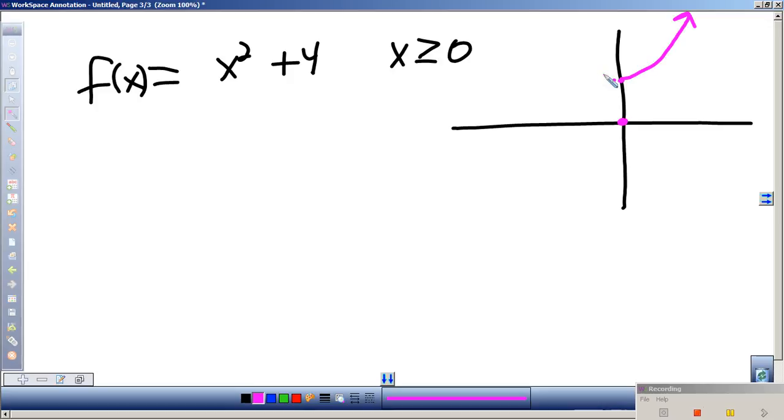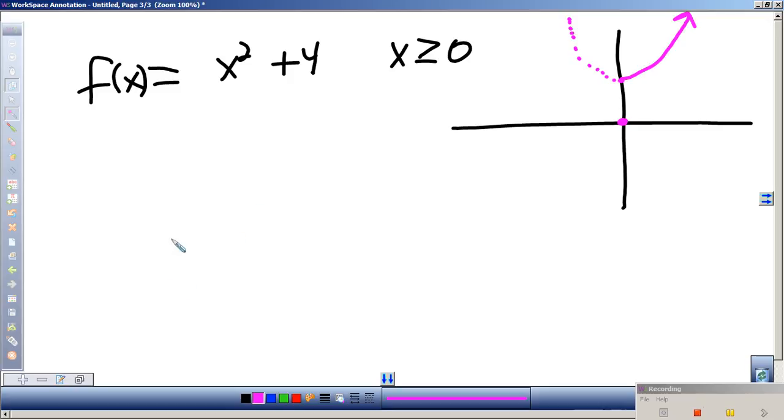Now, I'm going to draw the other part. If I didn't put that restriction, we'd have this whole graph, right? However, I put this restriction on. Why do you think I did that? Yeah, because otherwise I wouldn't be able to get an inverse function. I could still find an inverse, but the inverse would be a relation instead of a function.